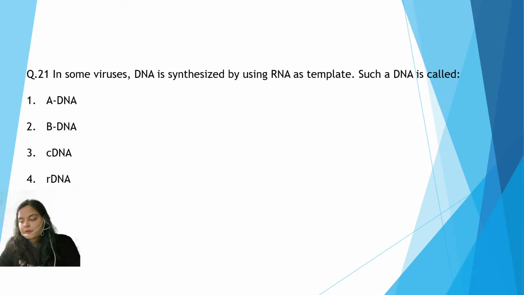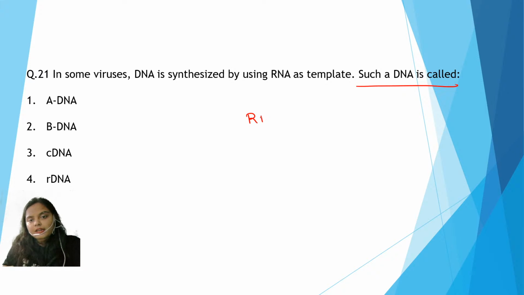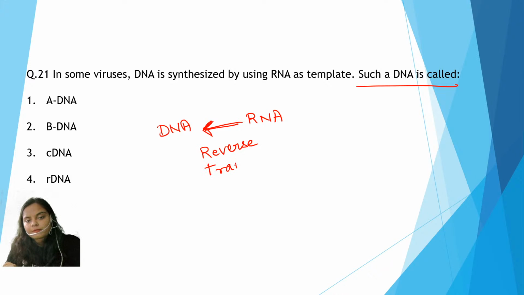Now, question number 21. If in some viruses, DNA is synthesized by using RNA as template, such a DNA is called. So this is DNA where RNA acts as a template in the synthesis of DNA. That means the information moves in the backward direction. We know this process is known as reverse transcription, right?